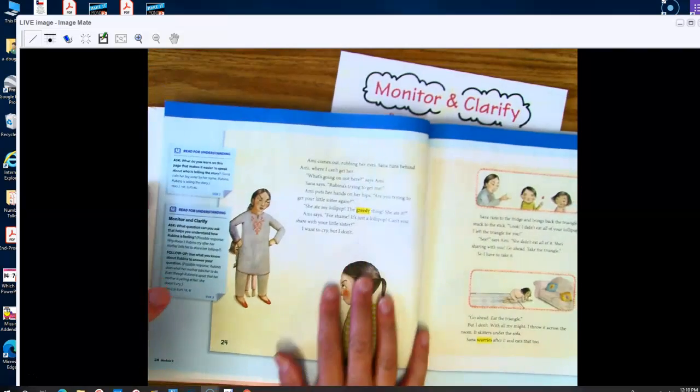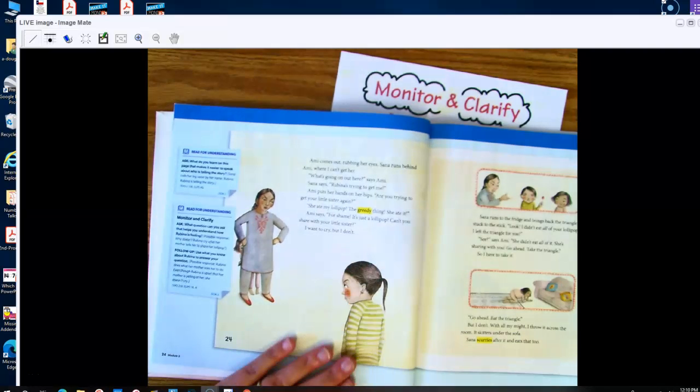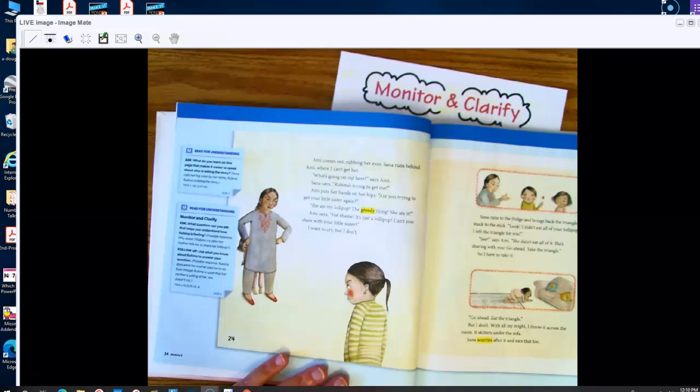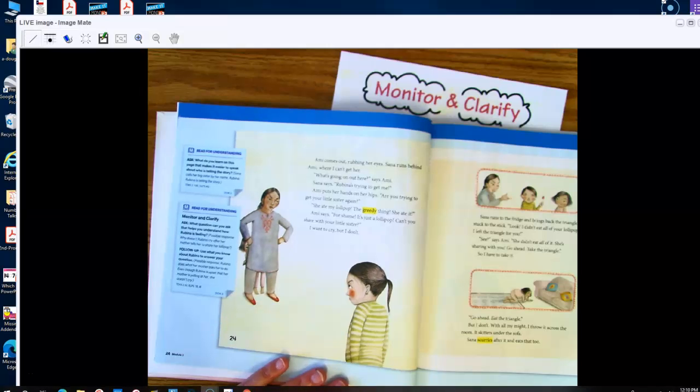Ami comes out, rubbing her eyes. Sana runs behind Ami where I can't get her. What's going on out here, says Ami. Sana says, Rubina's trying to get me. Ami puts her hands on her hips. Are you trying to get your little sister again? She ate my lollipop. The greedy thing, she ate it. Ami says, for shame, it's just a lollipop. Can't you share it with your little sister? I want to cry, but I don't.